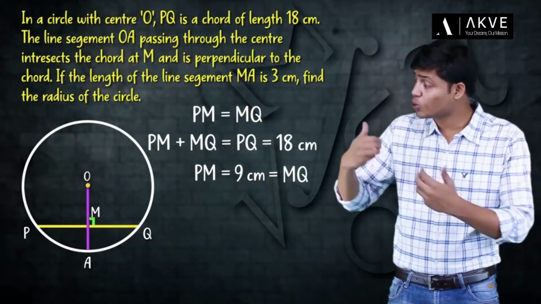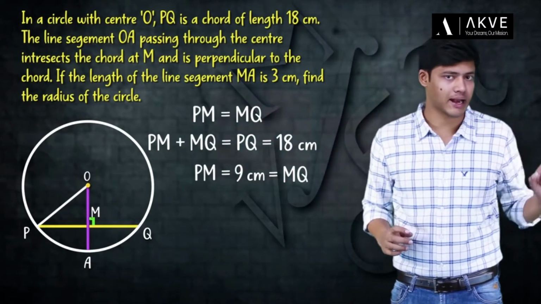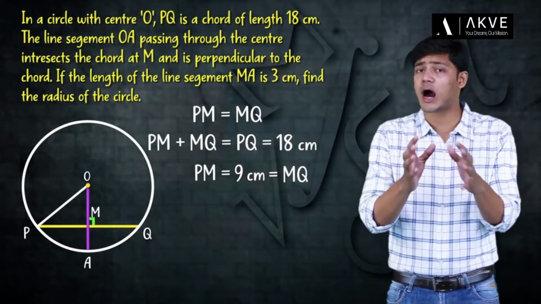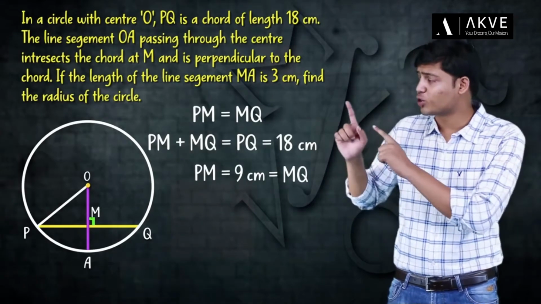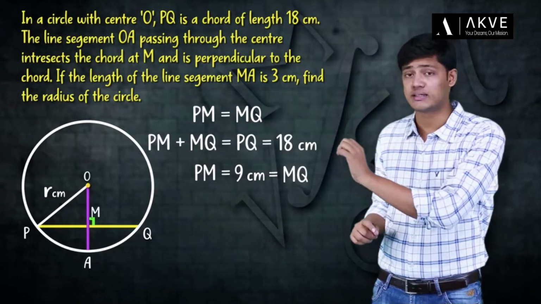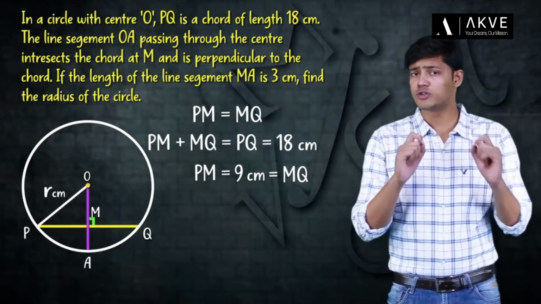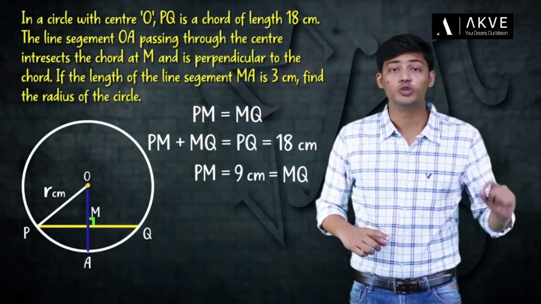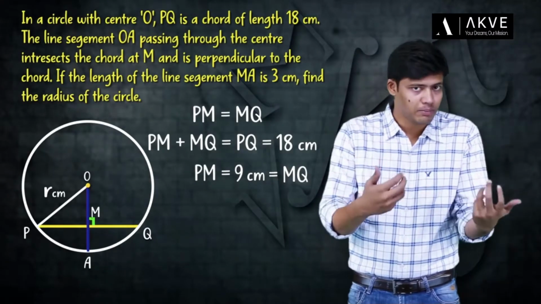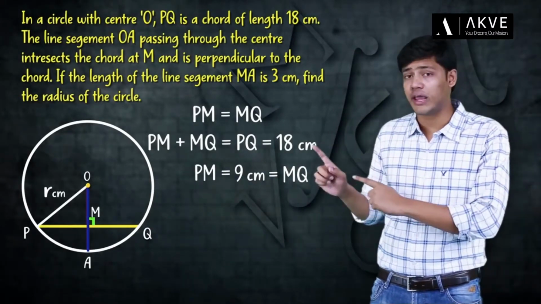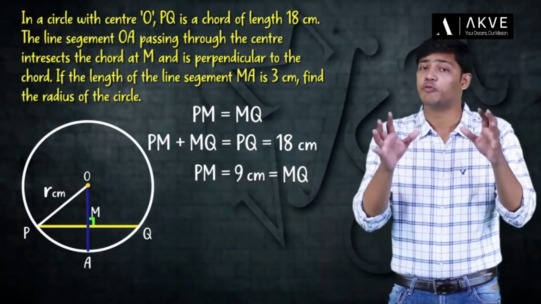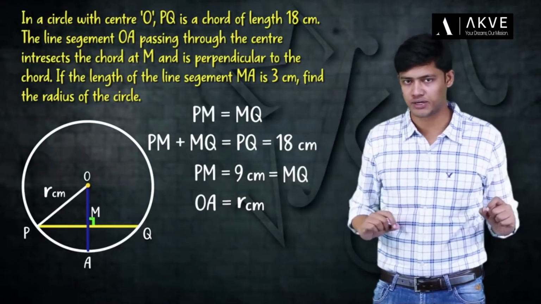Now, if we join O and P, we get the right angle triangle OPM. And if we consider the radius to be r centimeters, then the length of OP will be equal to r centimeters, since it is the radius in this circle. Also observe that the line segment OA joins the center of the circle to a point on the circumference, which implies that even OA is the radius in this circle. So the length of OA will also be equal to r centimeters.